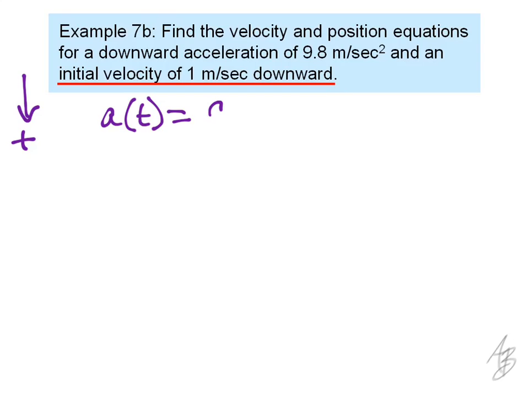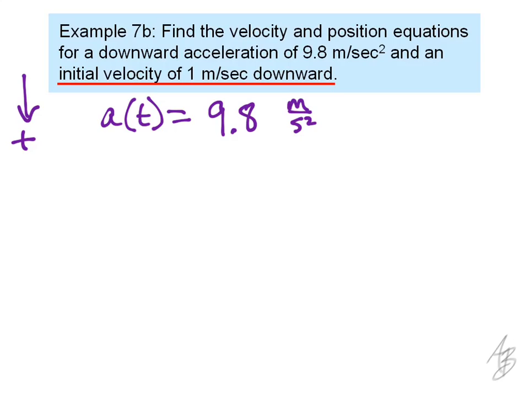9.8. Now the units on there are meters per second. Meters per second squared. As we go along here, we'll look at the units, but we'll talk more about how units are affected by differentiation and anti-differentiation later. All right, so the acceleration is going to be 9.8 meters per second squared.